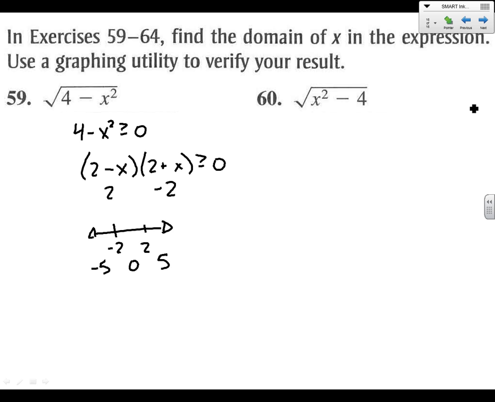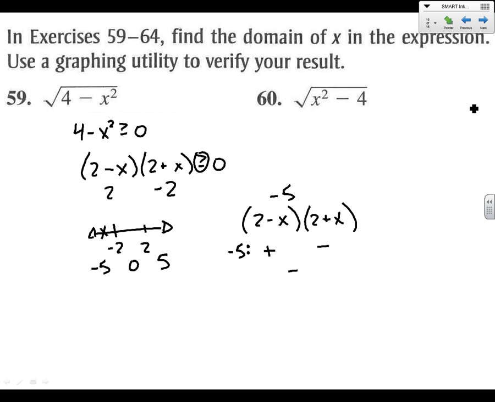And so when we plug this in, if I plug in negative 5, 2 plus 5 is 7. That's a positive. This is for negative 5. And 2 minus 5 is a negative. Multiplying, we get a negative. No good. We want positives, greater than or equal to 0.